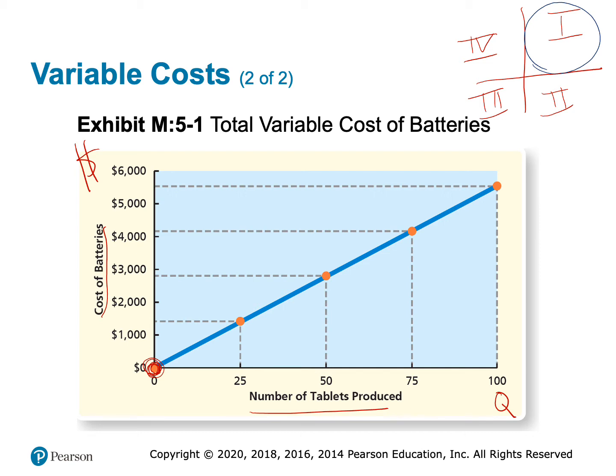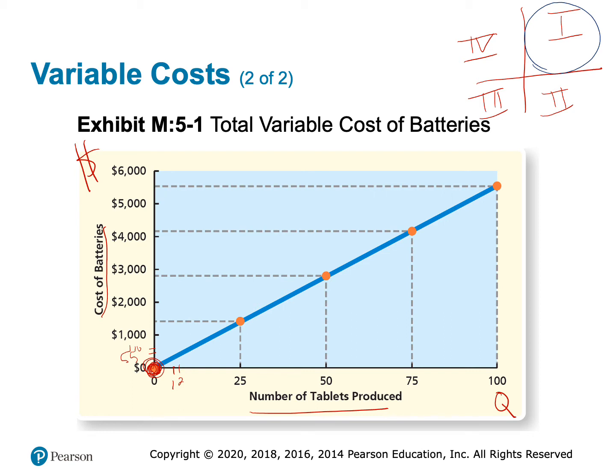So if we produce 0 tablet computers, then total variable cost will be 0, so it's always 0. And then notice that it goes up in a straight line. Okay, so thus the direct proportion, it goes up in a straight line. So if we make 1 tablet computer, then the total cost is 55. If we make 2, the total cost is 110, and so on and so forth.